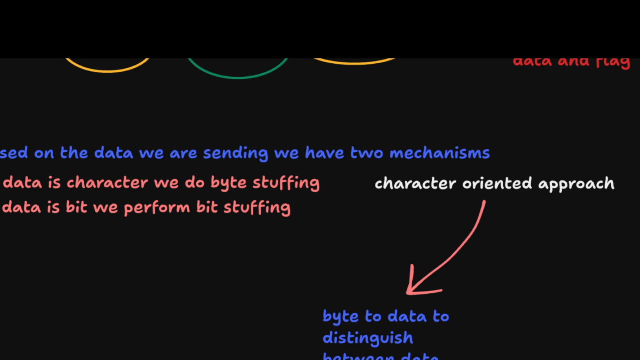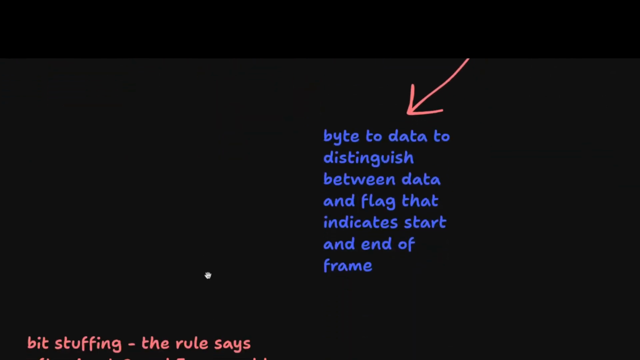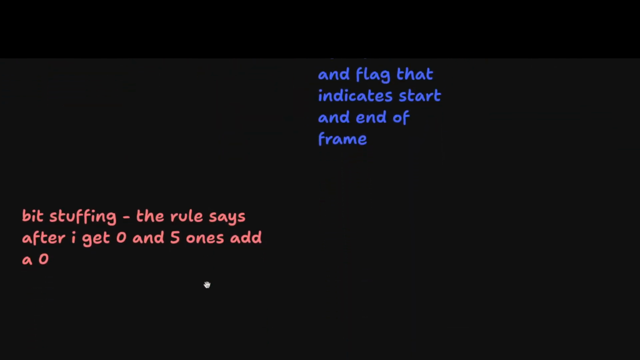So for that we have something called bit stuffing. The rule of bit stuffing is, whenever we get a 0 followed by 5 ones, just stuff a 0 at the end. Then we will be able to distinguish between the flag and the actual data that is being received.